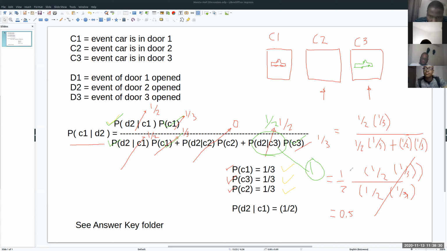How is it supposed to be one? It says it is one. Why? We need to understand. Because it depends on the player's choice, whether he chose C1 or C2. It depends on the player's choice.